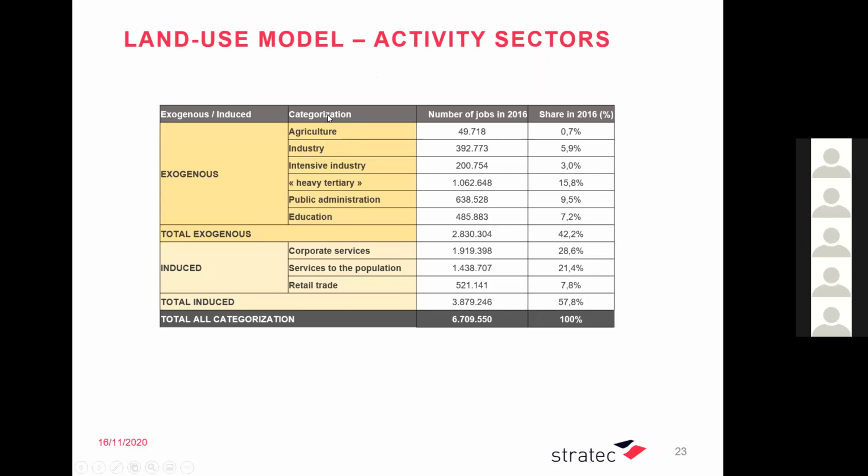So this is our classification, our segmentation, and you can see that the induced sectors represent about 58% of the total jobs in 2016, and the exogenous activity sectors represent 42% of the total number of jobs in 2016. What does it mean? It means that in the model, when we put in the public transport infrastructure, these 58% will relocate according to the new accessibilities in the city and the region, and according to the prices.